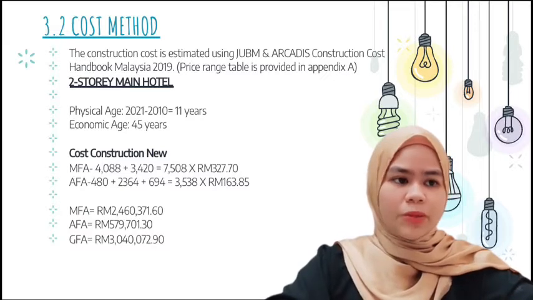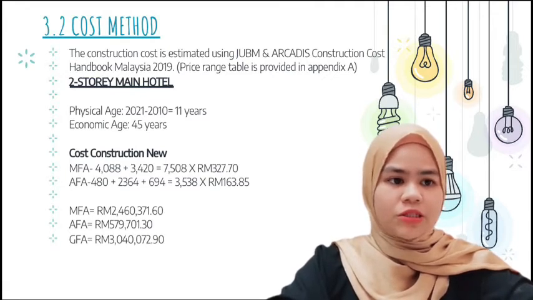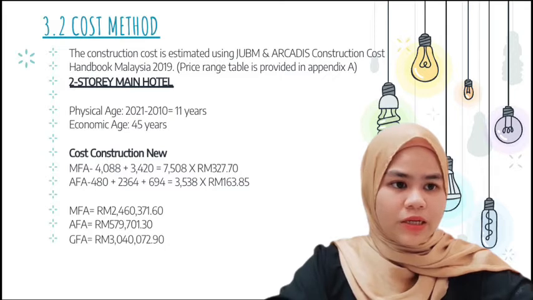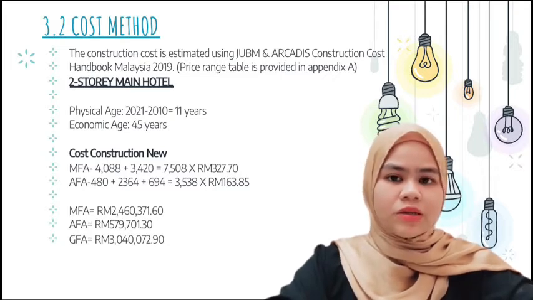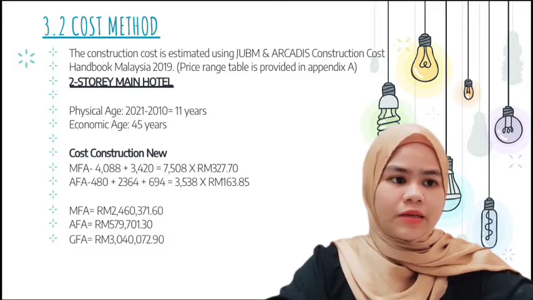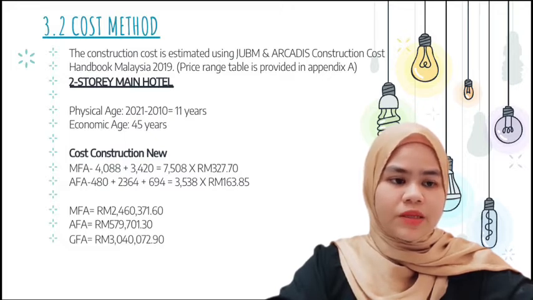So for the double-story main hotel, physical age is 11 years and economic age is 45 years. And for cost construction new, I got MFA, which is main floor area, of 4,088 plus 3,420 equal to 7,508, multiplied with 327 ringgit 70 cents.